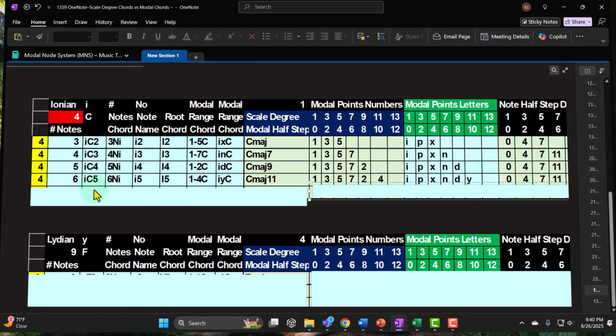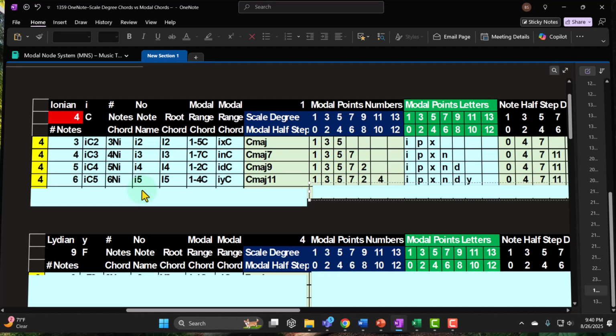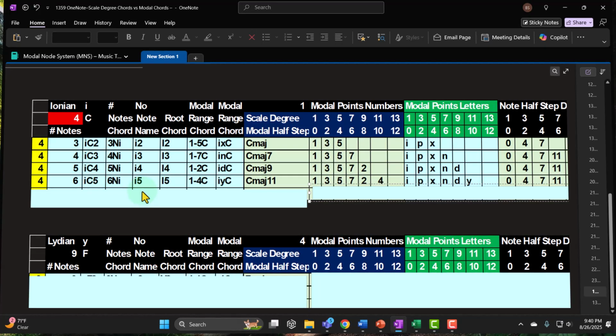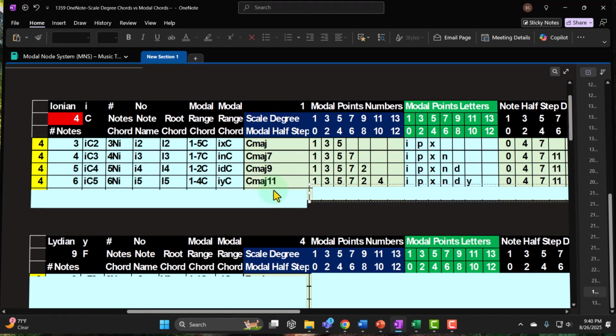The C is redundant. It would be better to just call it a C5 modal whole step chord, because that gives you the point you're starting on, and the end point is 5 modal whole steps up, which would be 10 modal half steps up, or the 11th scale degree. You can call it a capital 5, I5.